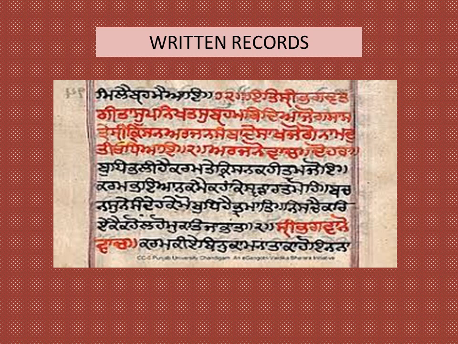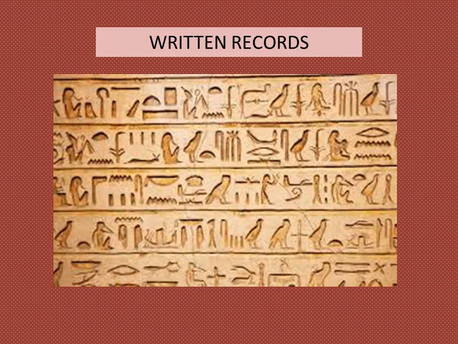Now, written records are of different types. But before that, you can see another picture on the same page, page number 19. That is the writing of the ancient Egyptians. After a lot of work, experts were able to read this. So we can get two examples from this page.